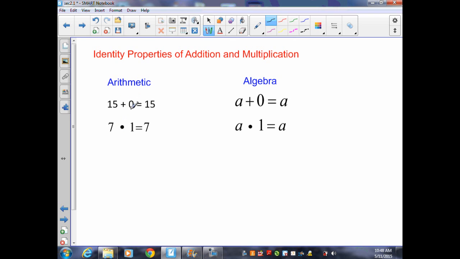So for addition, I would be adding 0 for the identity property. For multiplication, I would be multiplying by 1. And in each case, that would get me back to where I started. In algebra, that's any real number plus 0 gives me that real number. And in algebra, for multiplication, any real number times 1 gets me that real number back.